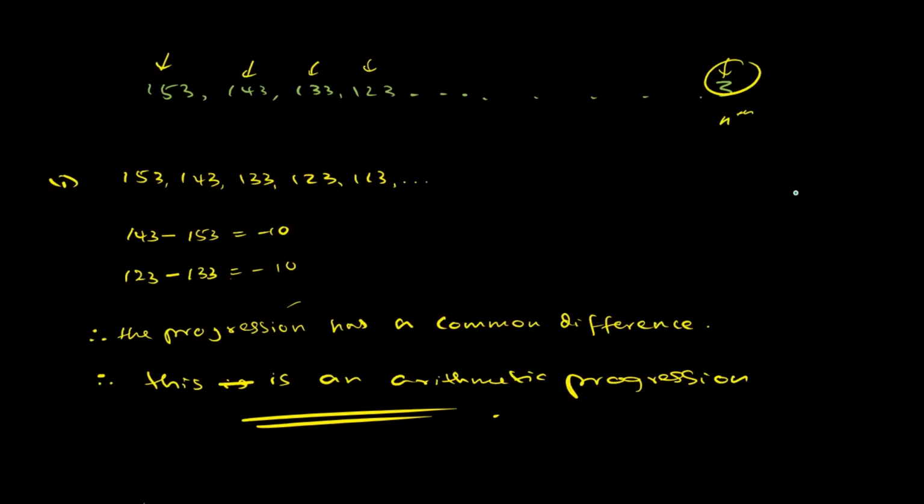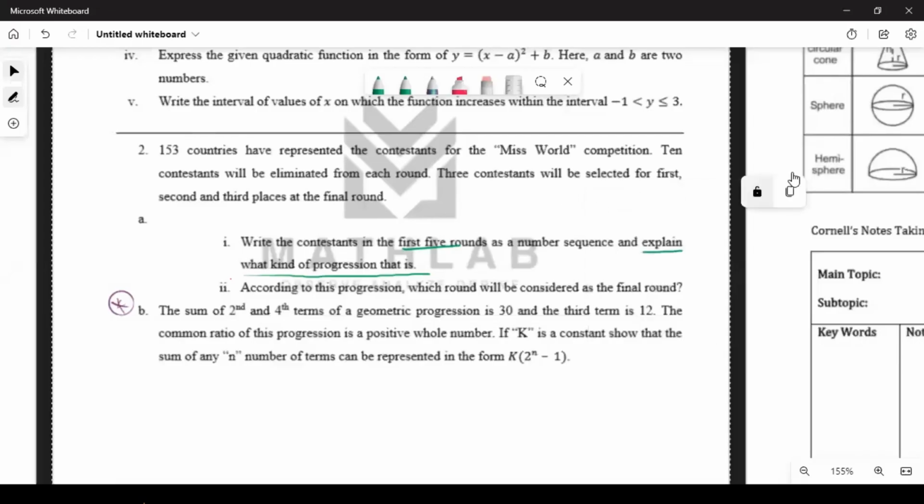Let's say this is the nth round, which means the nth term. The nth term of an arithmetic progression can be found using the formula Tn equals a plus n minus 1 into d. The last term is 3, equal to the first term 153 plus n minus 1. Here n means the last term's position, or which round that is. That's what we want to calculate. So it is n minus 1 into d, where the common difference is minus 10.